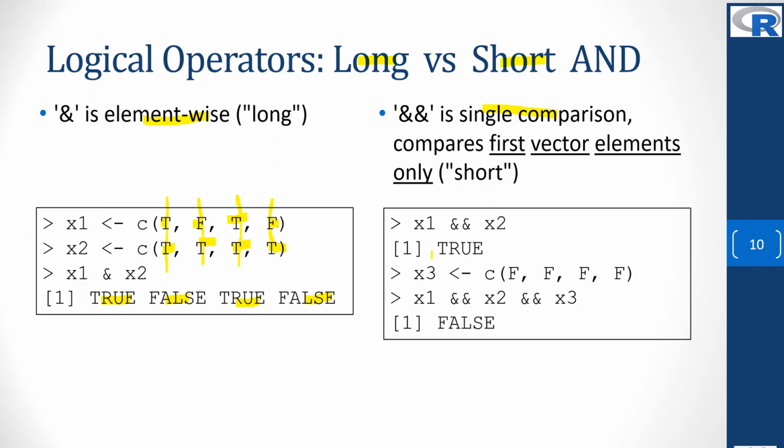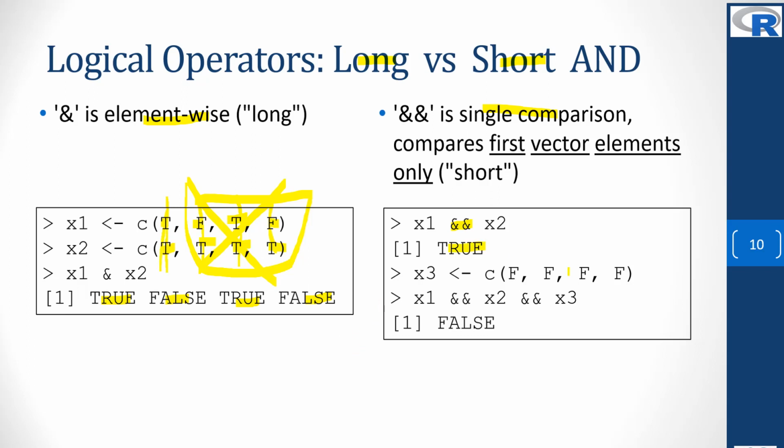Now compare that to the short version of the AND operator with the double ampersand here, and we're not looking at anything after the first elements. So these three elements are not being examined. We're just looking at these first two and doing the comparison, and that gives us a true.